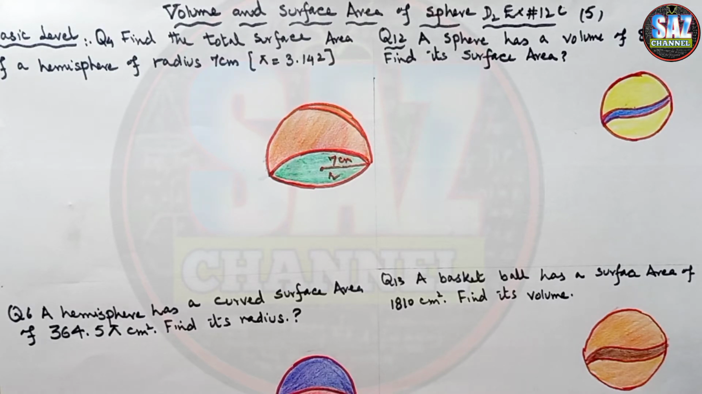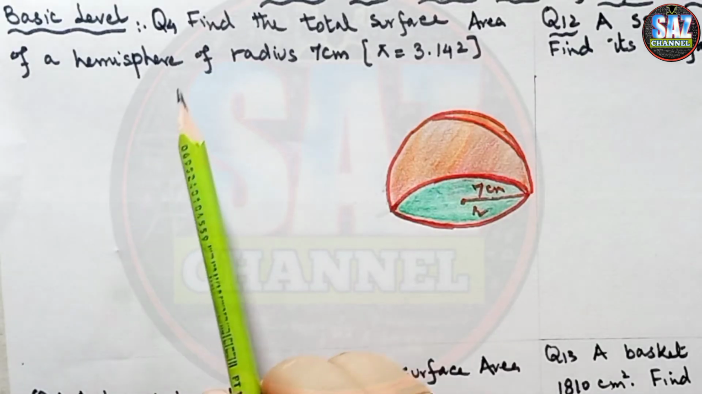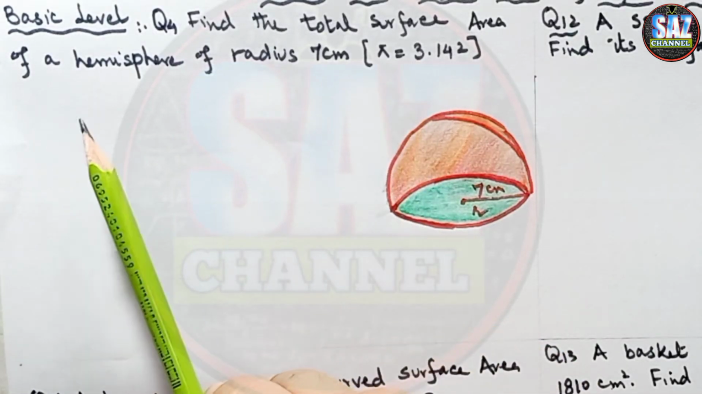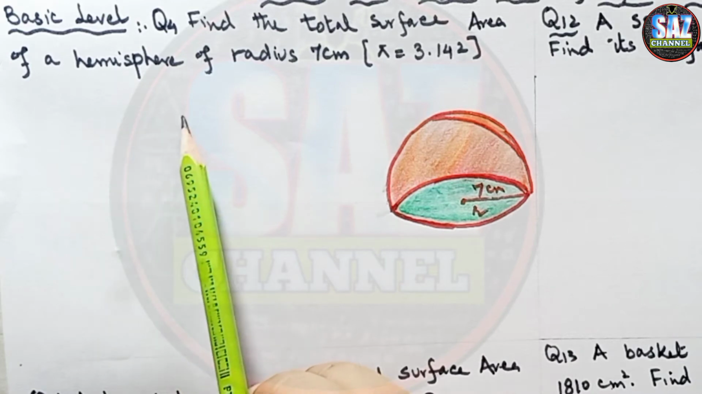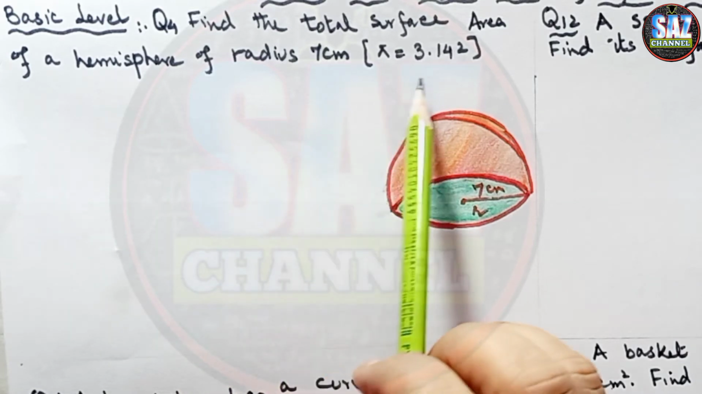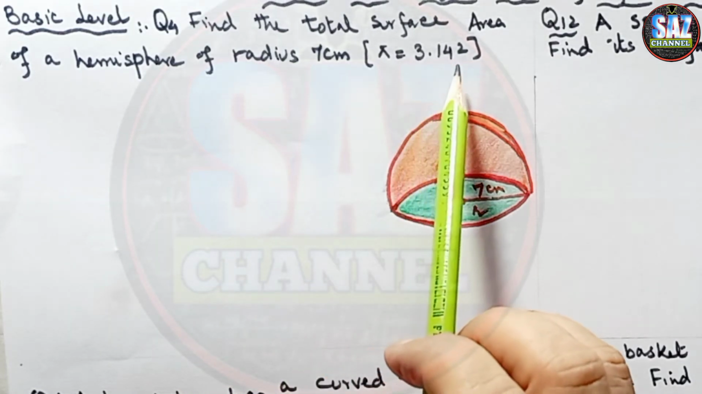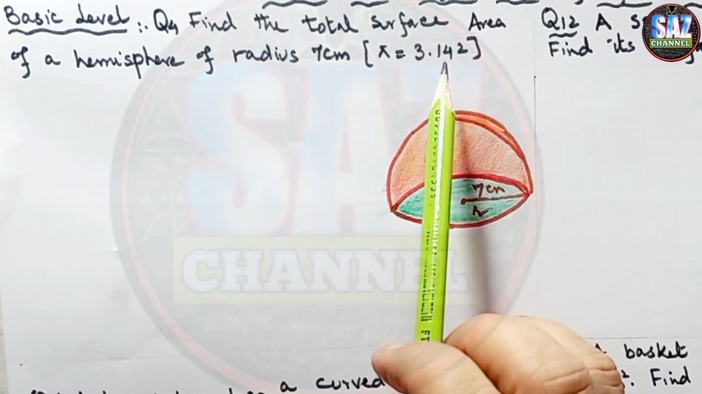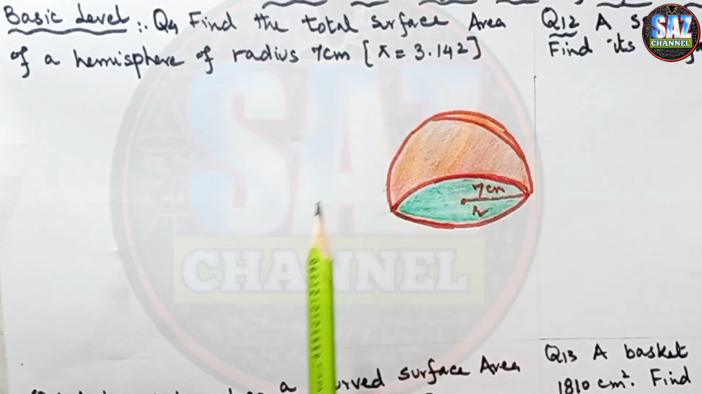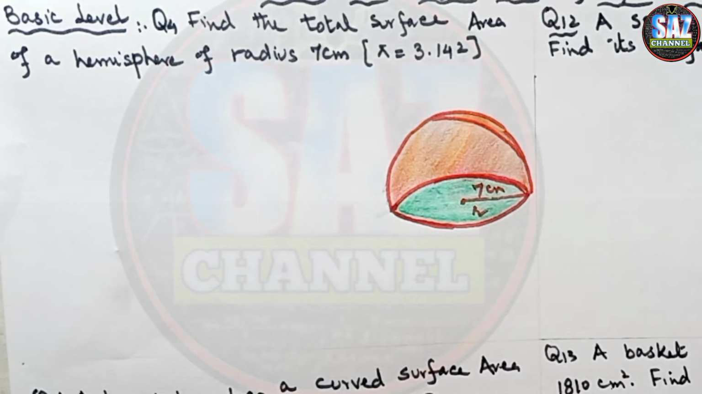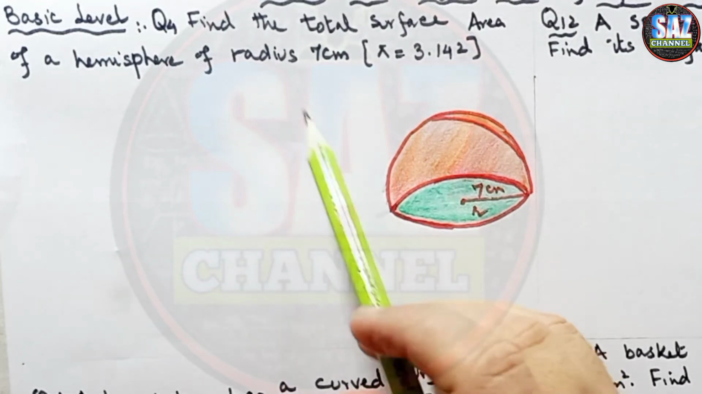Let's move to question number 4, basic level, and let me read the question from the book and let me compare the data. Question 4 says, find the total surface area of a hemisphere with the radius 7 centimeter and take pi equals to 3.142. So the question is about the total surface area of hemisphere. So let's try to discuss the question with the help of the diagram.